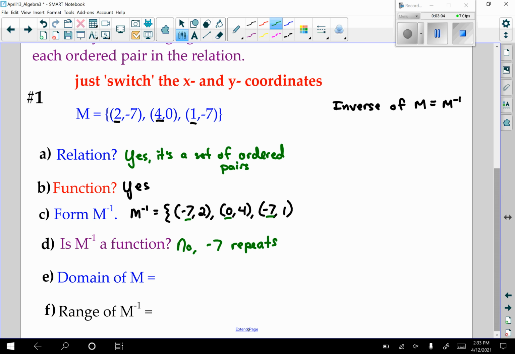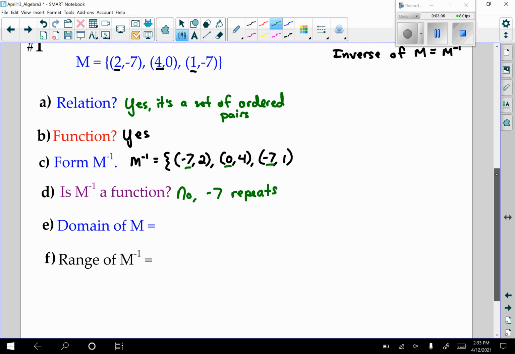So again, the domain is the list of all the x values. So we want to go back up to M. The domain is just the list of the x values, 2, 4, and 1. We could put it in order, 1, 2, and 4. What's the range of the inverse? So let's take a look, the range is all the y values. If you take a look, we have a 2, 4, and a 1. Put it in order, we have a 1, 2, and 4. And that's not a coincidence. Because we're switching the x's and y's, the domain of our function is going to match the range of our inverse.